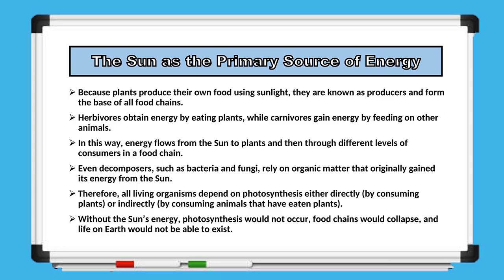Herbivores obtain energy by feeding on plants, and carnivores obtain energy by feeding on other animals. In this way, energy flows from the sun to plants and then through different levels of consumers in a food chain. Even decomposers such as bacteria and fungi depend on organic matter that originally obtained its energy from the sun. Therefore, all living organisms depend on the sun either directly by eating plants or indirectly by eating animals that have eaten plants. Without solar energy, photosynthesis would stop, food chains would collapse, and life on Earth would not be able to survive.